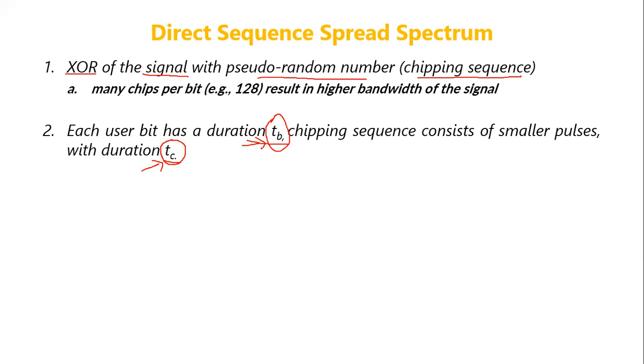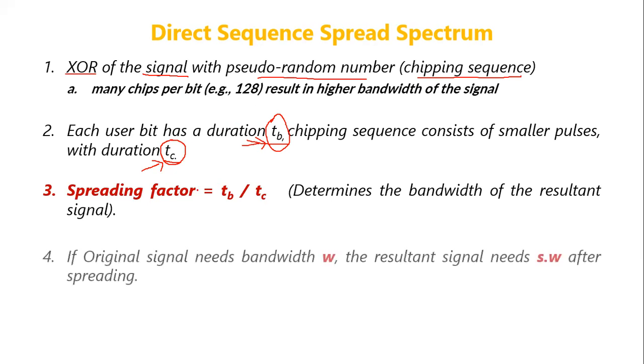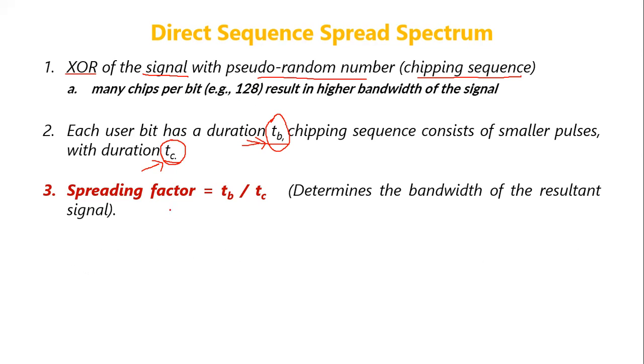From this, what we can infer is that the spreading factor will be equal to TB by TC. The spreading factor is given by the formula TB by TC, where TB is the duration of a user bit and TC is the duration of a chipping sequence bit. Multiple bits of the chipping sequence will be equal to the duration of one user bit. Right?